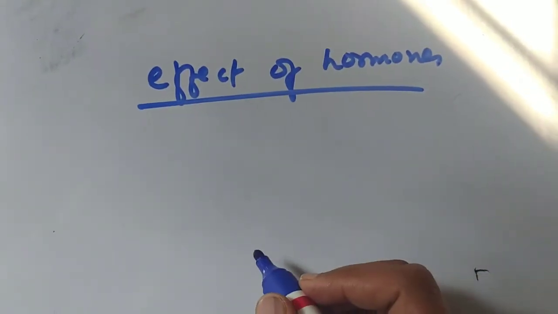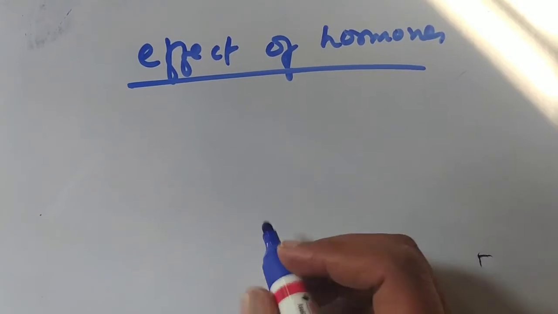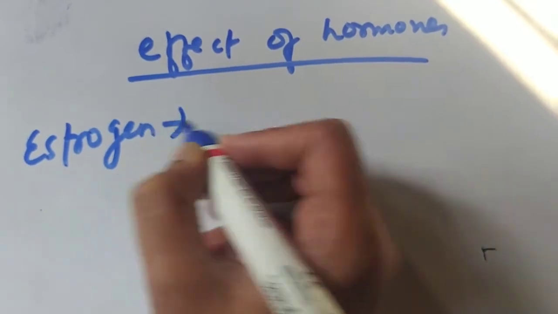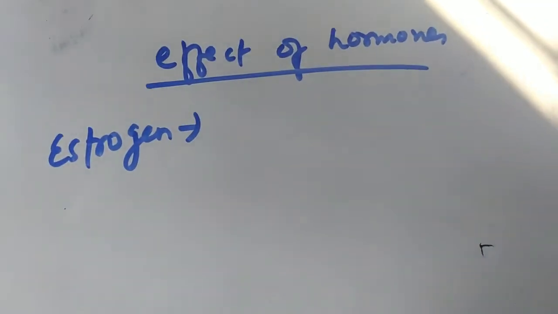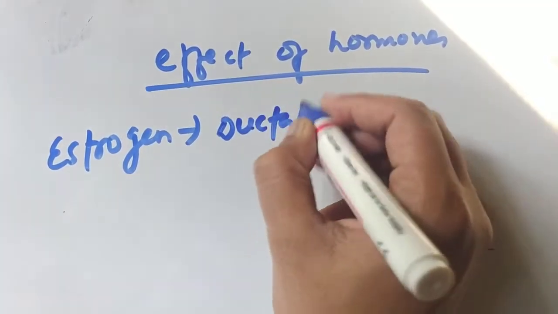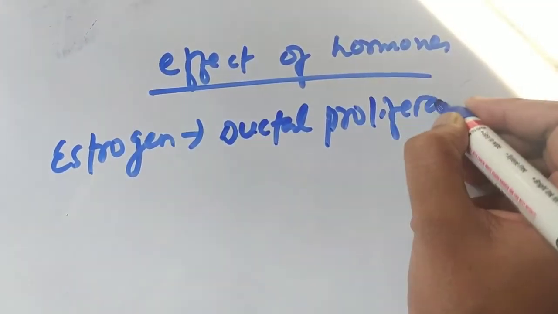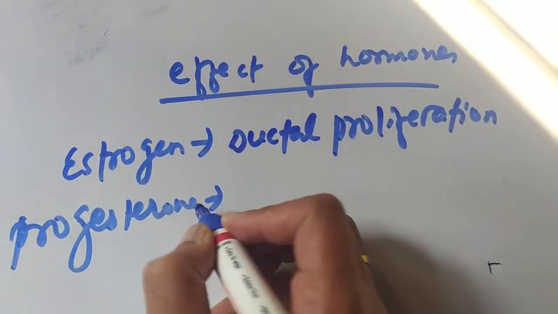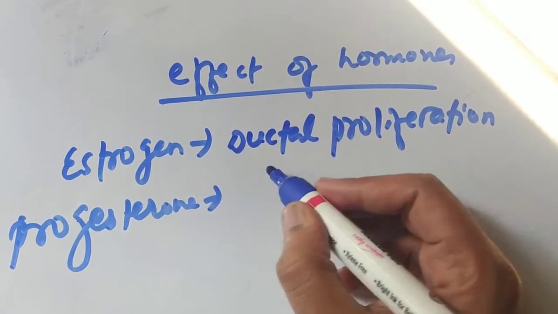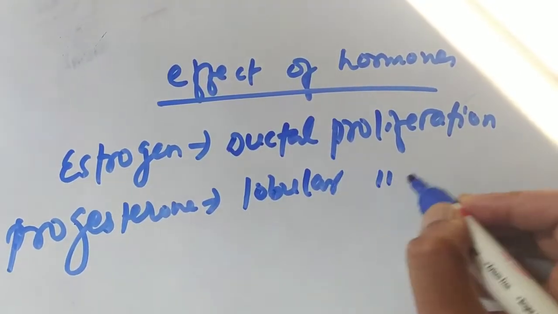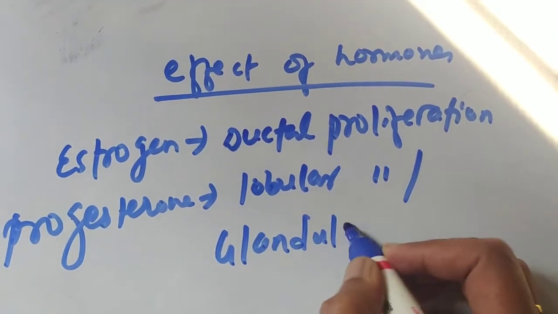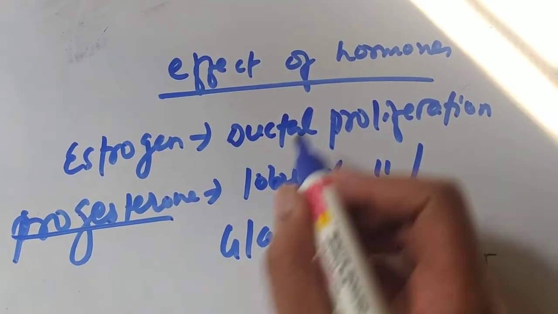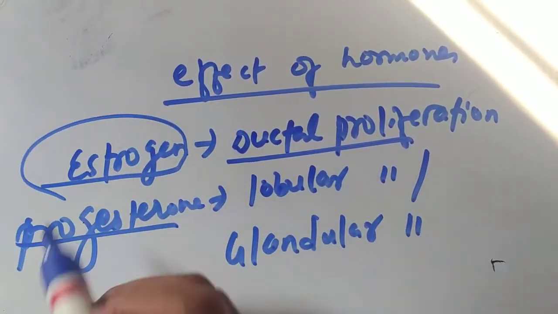Basically, the hormones responsible for the growth of the duct and lobules are estrogen and progesterone. Estrogen will cause ductal proliferation, and progesterone will cause lobular, or you can say glandular, proliferation. So the lobules are proliferated under the influence of progesterone, and the ducts under the influence of estrogen.